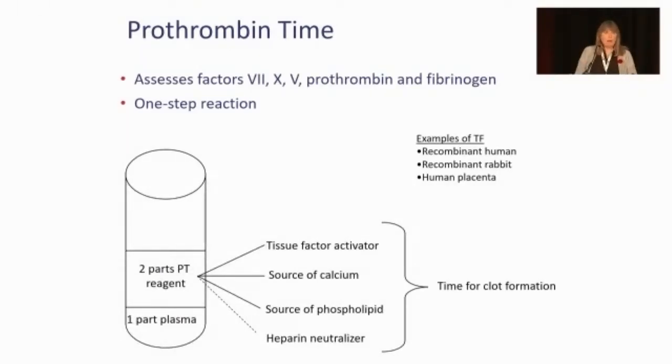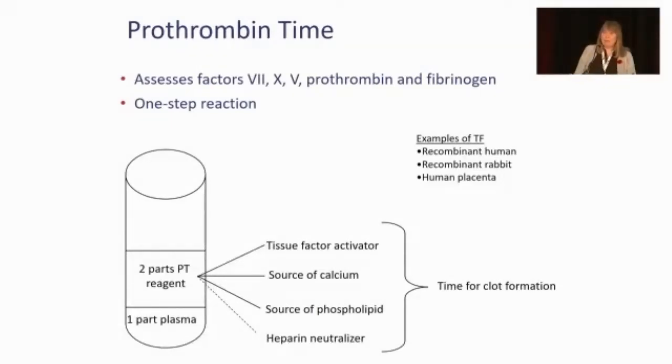And the prothrombin time is a one-step reaction where we take one part of the patient's plasma and we mix that with 2 parts of a PT reagent or a thromboplastin. The thromboplastin contains 3 things: tissue factor, in order to activate factor 7 to 7A and to form a complex of tissue factor 7A, as well as a source of calcium, because to form our prothrombinase complex, we have to have the positive charge of calcium to bridge onto our phospholipid surface.